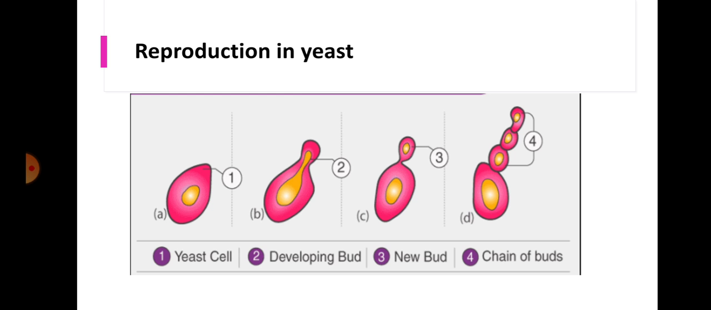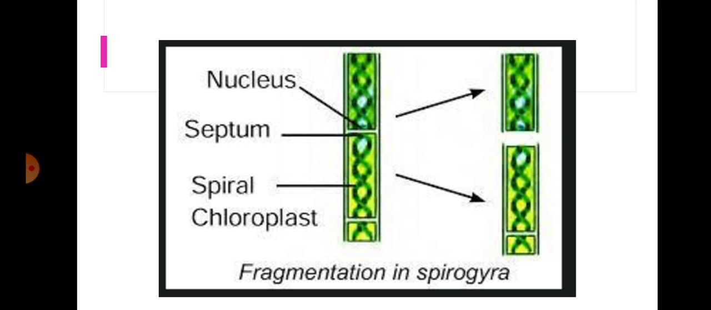Then we go to fragmentation. Algae like Spirogyra generally reproduce by the process of fragmentation, in which they divide themselves into multiple parts. As soon as the algae find enough water and nutrients, they fragment and grow into new individuals. This process continues and algae multiply quickly in a short period of time.